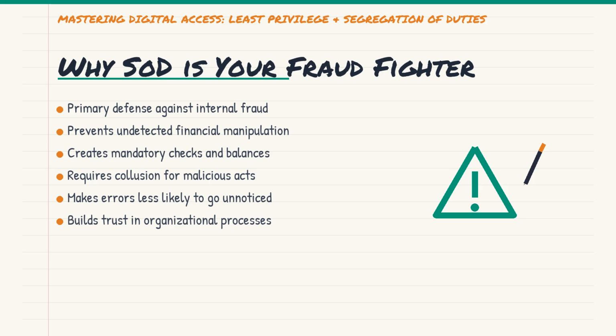By splitting those two tasks, say, one person creates invoices and another person approves them, you create a built-in check and balance. It makes it much harder for someone to commit fraud undetected, because it would require collusion between two or more people. It's like having two keys for a safe, and each key is held by a different person. You need both to open it.